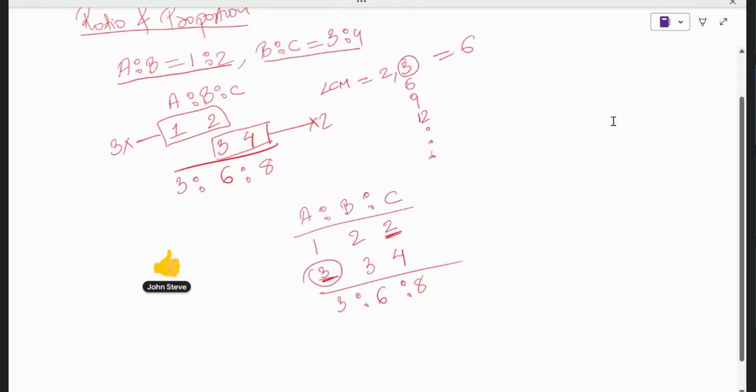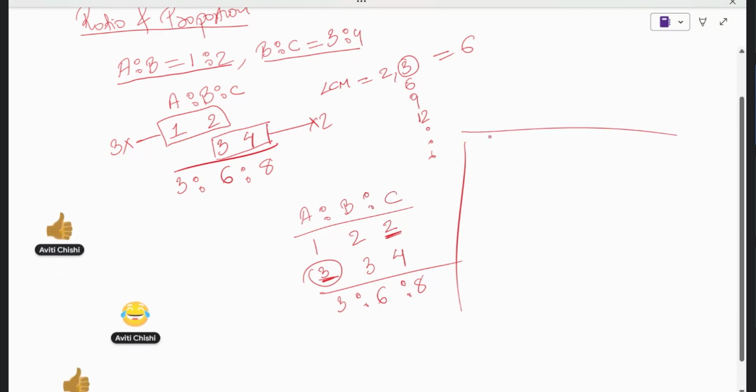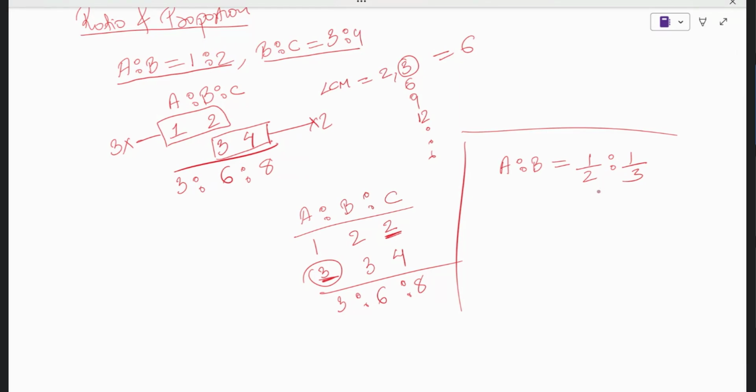Okay. Now the next one. In ratio, we don't entertain fractions. For example, A is to B is equal to 1 by 2 is to 1 by 3. So we cannot entertain fractions. If there is a fraction, by any means we need to remove the denominator, so that it is 1. Below, the denominators are 2 and 3, so find the LCM.